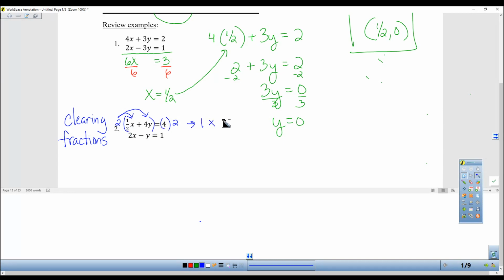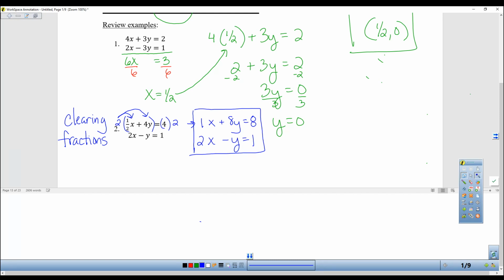2 times 4 is 8. And then 2 times 4 on this side is also 8. So now this is my system, okay? Which is a much more reasonable system than the one with the 1/2 in it. People tend not to like the fractions so much.